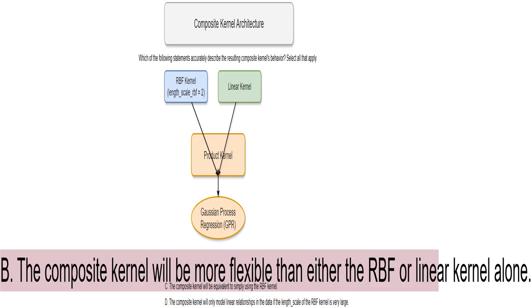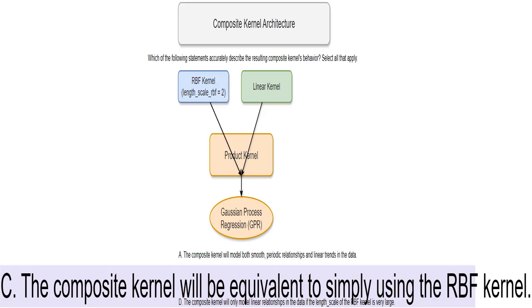Combining the kernels through multiplication fundamentally changes the resulting model. It will never be identical to either of its components. This is also incorrect. A large length scale in the RBF kernel makes it behave more like a constant, weakening its nonlinear influence, but the linear component from the linear kernel will still remain.